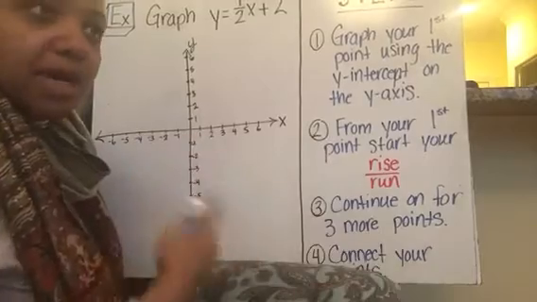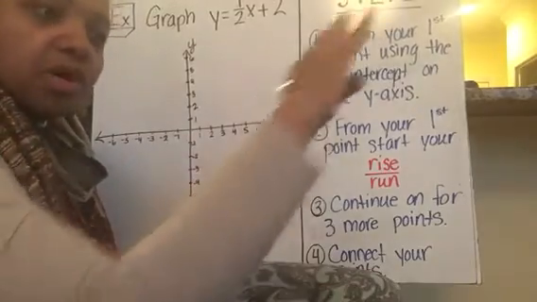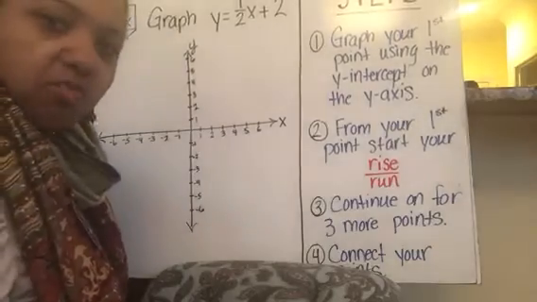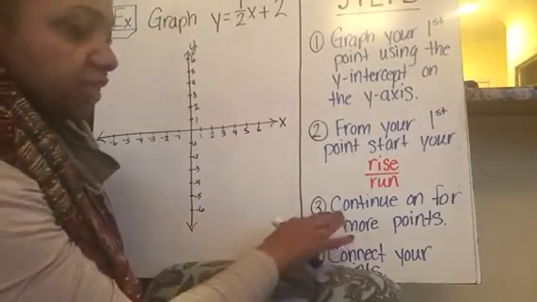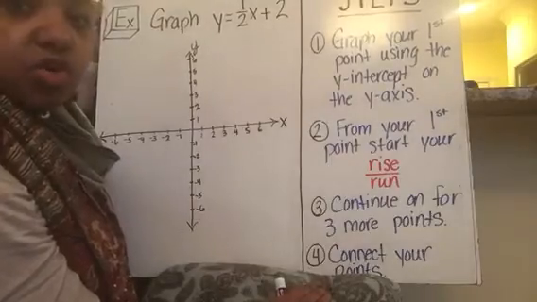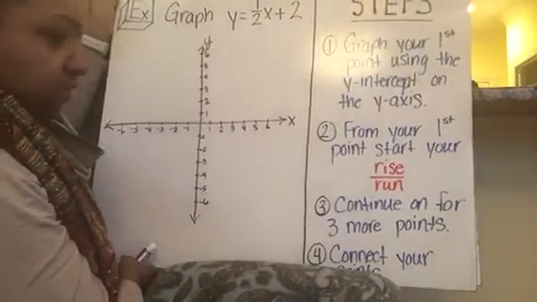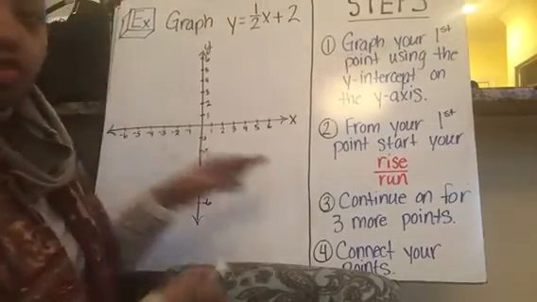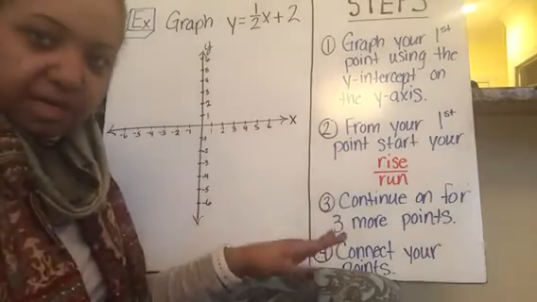Then you're going to continue on for 3 more points. So you want to make a nice healthy line. So you want to do 3 points so you can have 4 total, just to make sure that everything's going in the right direction. And then the last thing, it says connect your points. Now make sure you copy down the steps.